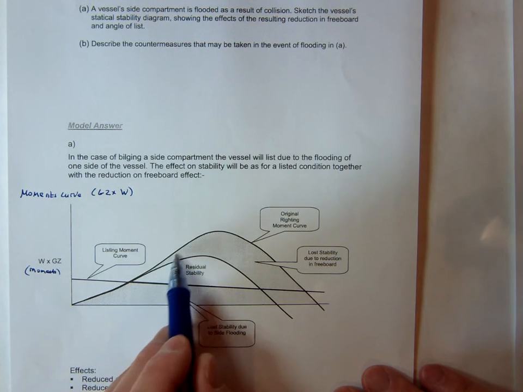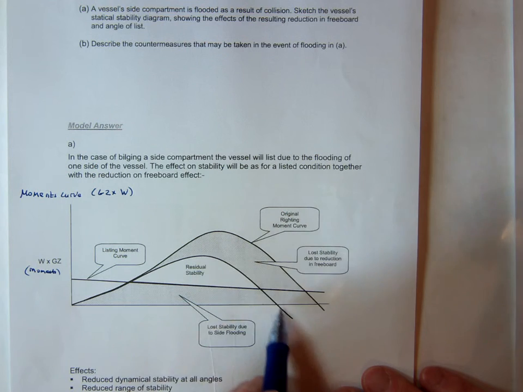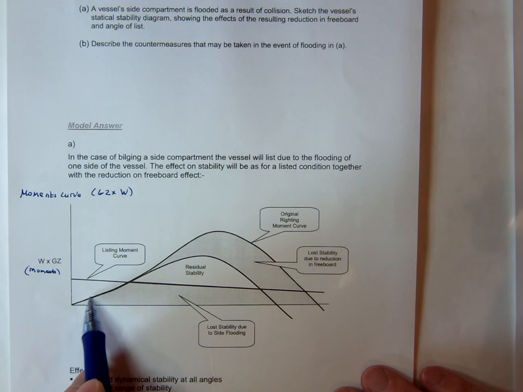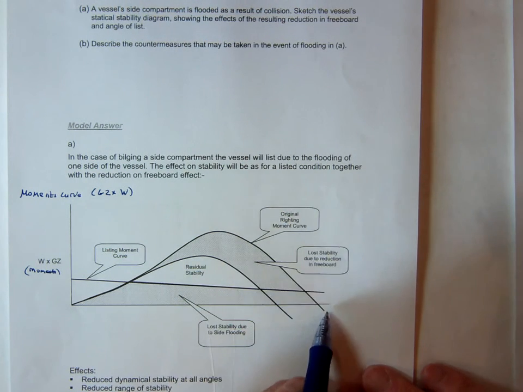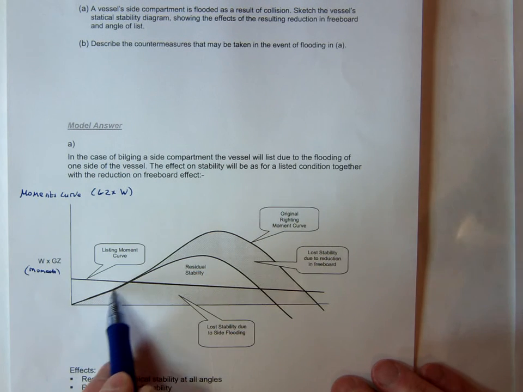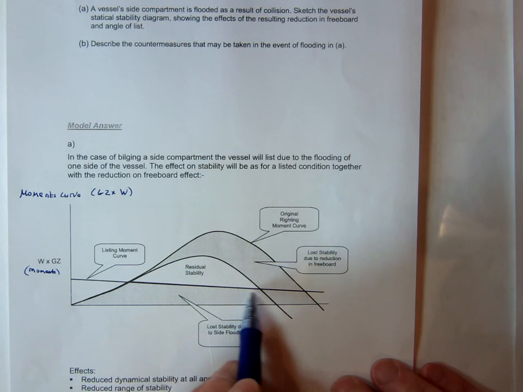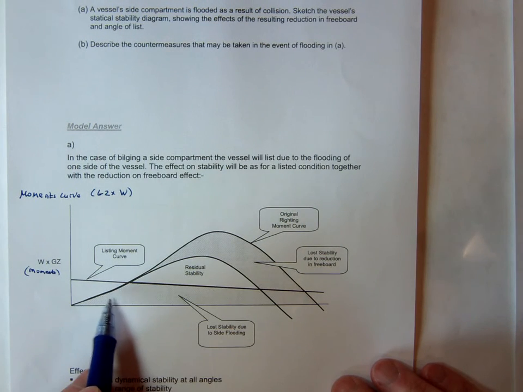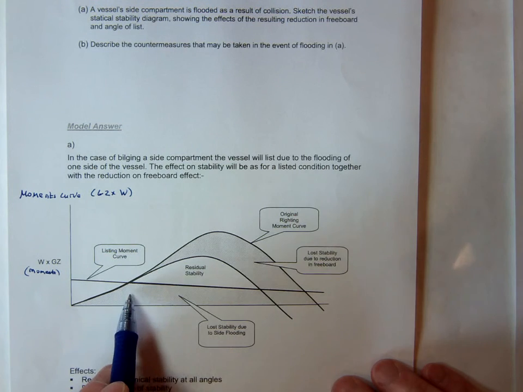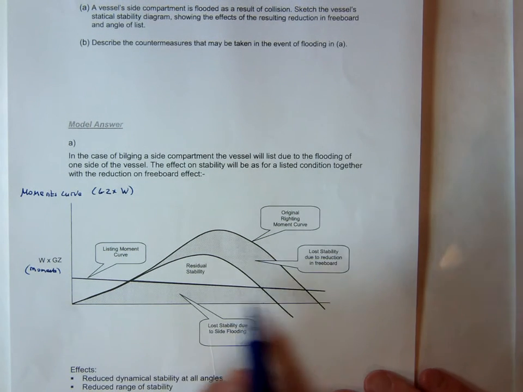There's our original GZ curve, or this one here, the original righting moment curve goes like that. That happens there, the listing moment curve, so we lose that stability, all in this shaded area here. That's all lost due to the side flooding.